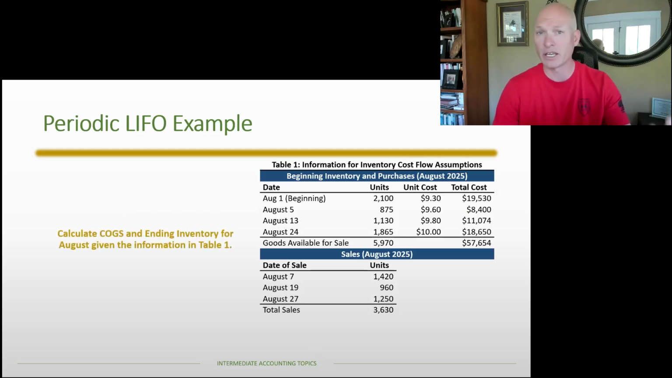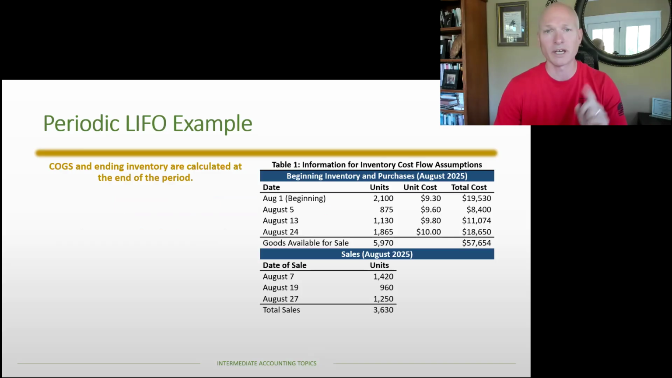All right, so we're going to be calculating cost of goods sold and ending inventory. We're going to start with periodic. And just as a reminder, with the periodic inventory system, we don't touch inventory and we don't calculate cost of goods sold until the end of the month. So it's just a one-time calculation.